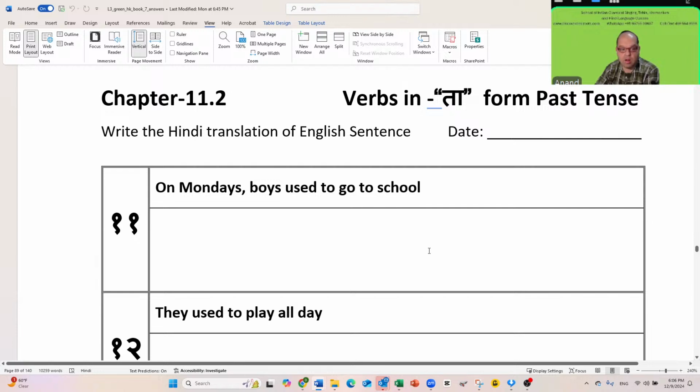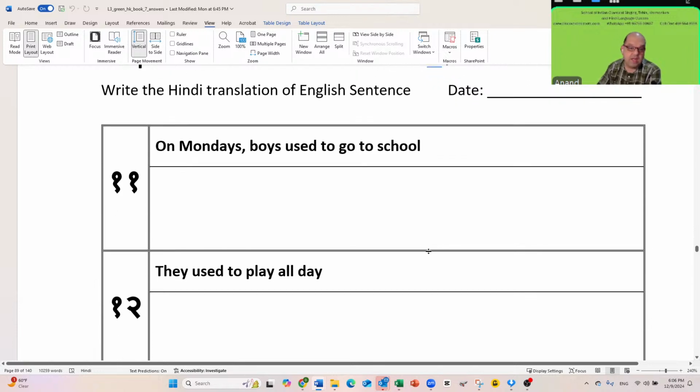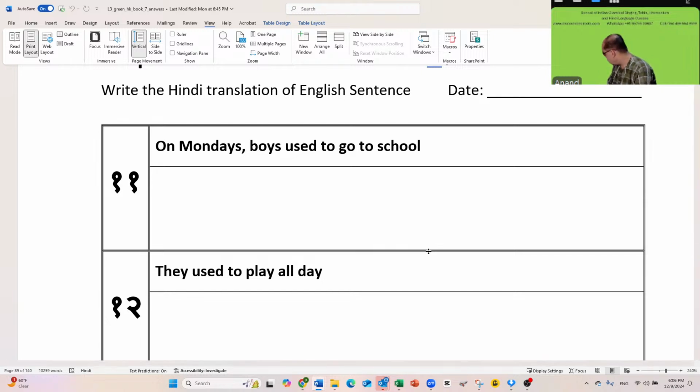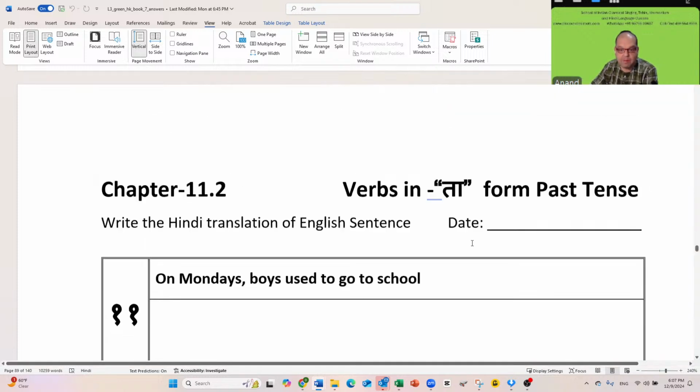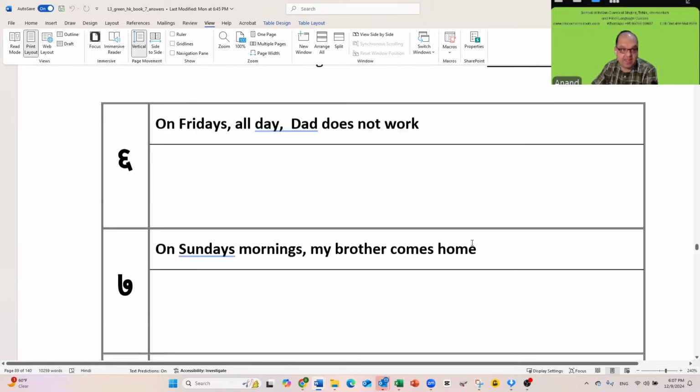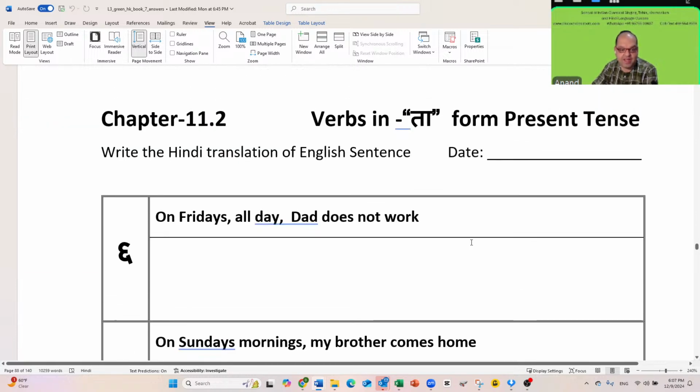Okay, so we are going with the first sentence. Prahlad will do the sentence with me. Prahlad, on Mondays, boys used to go to school. What page is it? Page 178 of the green book. That's not right. It says here, on Fridays, all day, Dad does not work. Okay, sorry, I'm showing you all page 179. Here it is. On Fridays, all day, Dad does not work. Okay, go ahead.